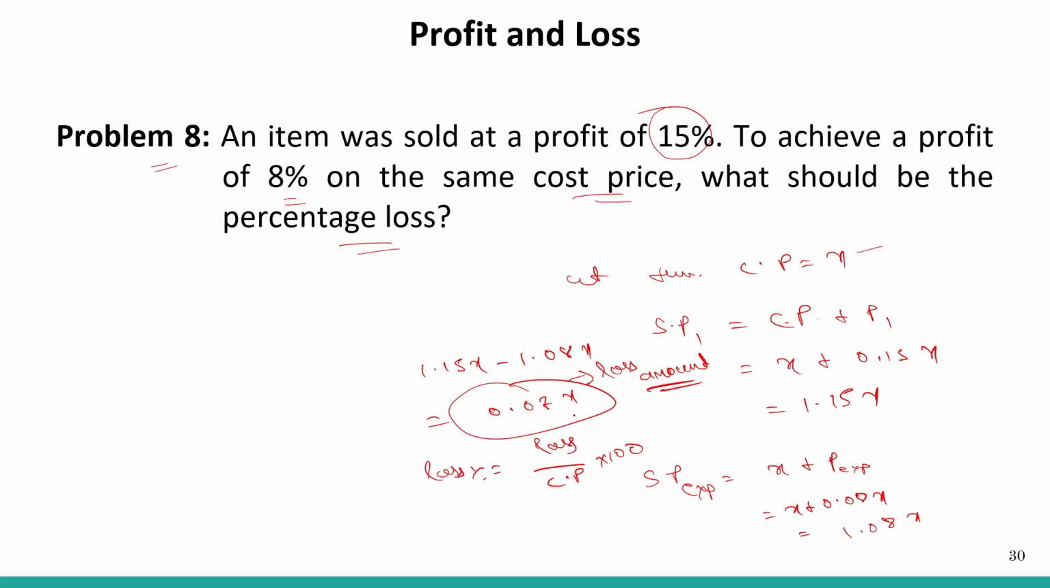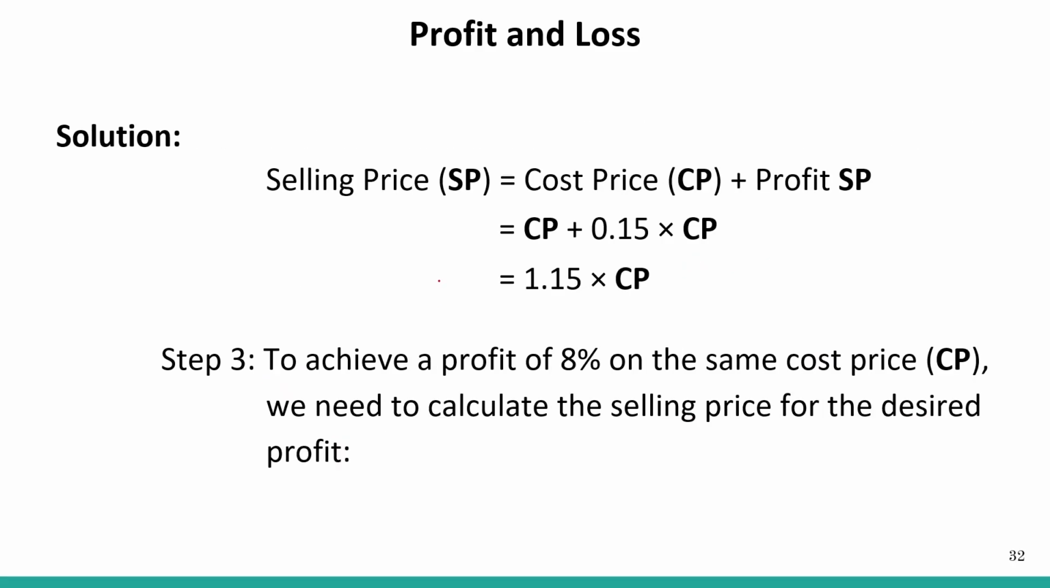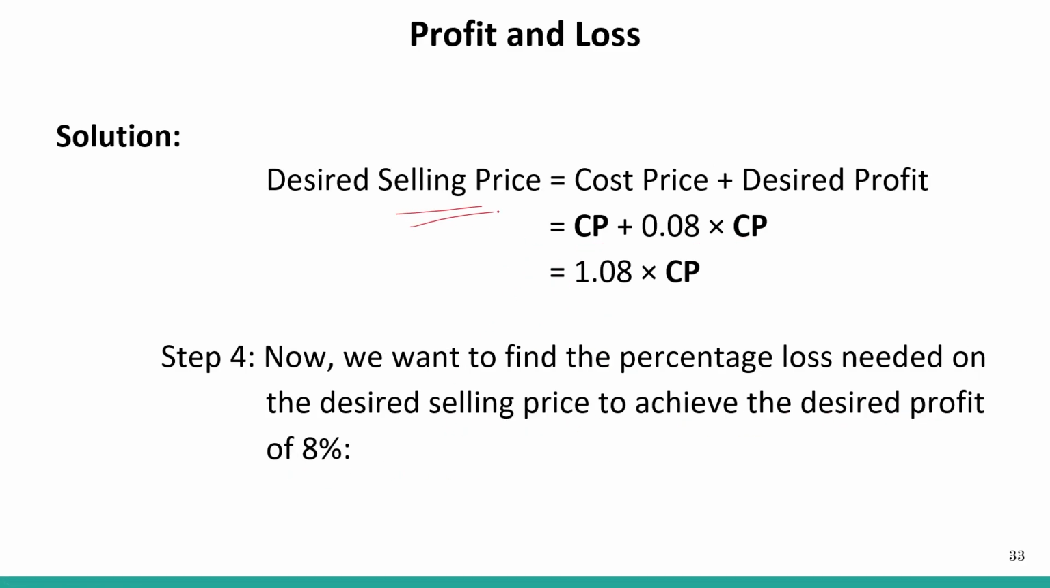So let's go forward with the step-by-step solution. Let CP be the cost price of that item. Given that it was initially sold at a profit of 15%, the selling price is CP plus 0.15 into CP, that is 1.15 into CP. To achieve a profit of 8% on the same cost price, we calculate the desired selling price, which is cost price plus desired profit. So CP plus 0.08 into CP, that is 1.08 into CP.